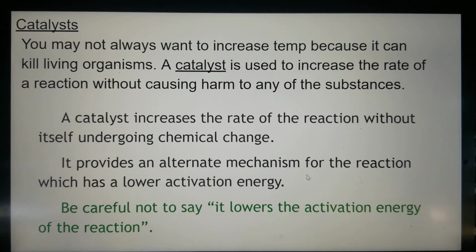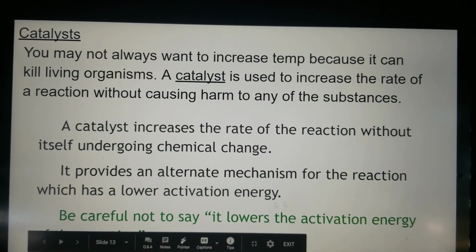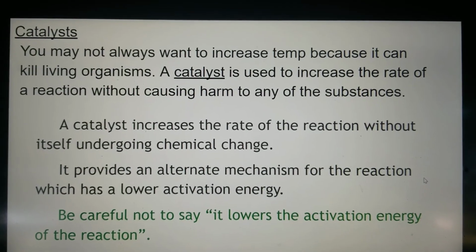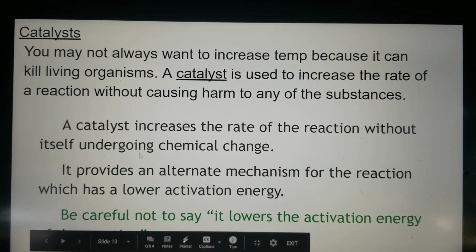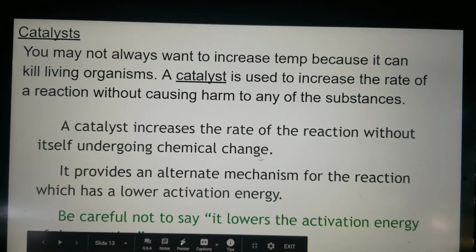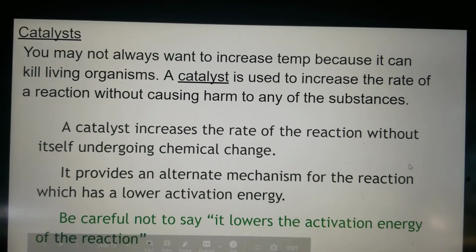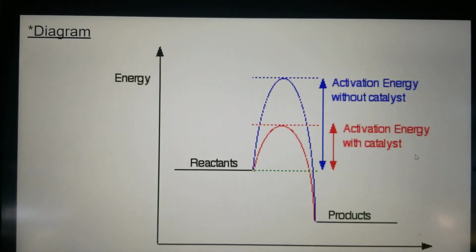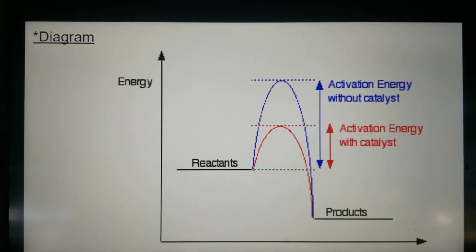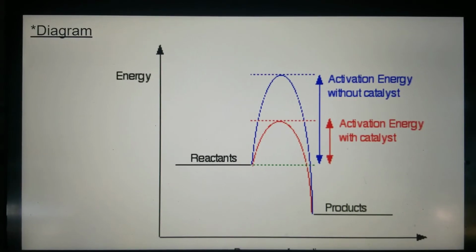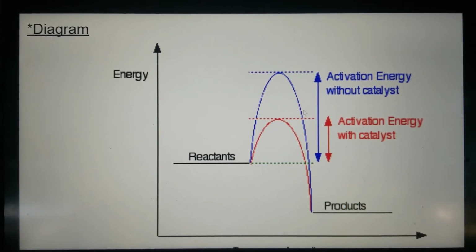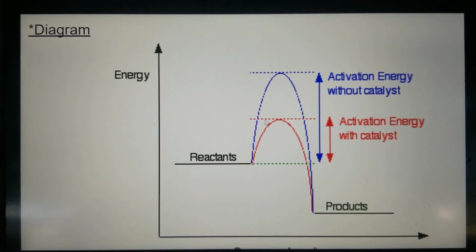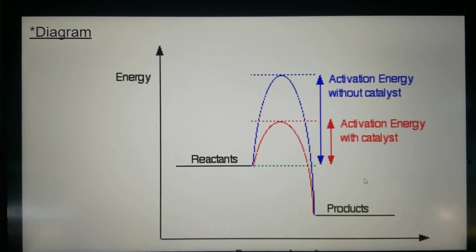So just notice I wrote here in green, be careful not to say that it lowers the activation energy of the reaction. Instead, it provides this part right here. It provides an alternate mechanism, a shortcut for the reaction, which has a lower activation energy. So here's a diagram showing how a catalyst affects it. So the blue line is without a catalyst. Notice it would take a lot more energy. Adding a catalyst gives it a different route, a shortcut to get to the other side.